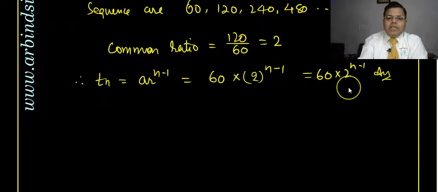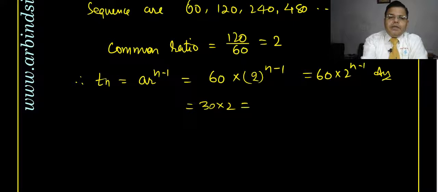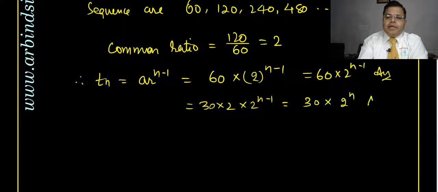Okay. Even you can write it as 30 into 2 into 2 to the power n minus 1. So it looks better. 30 into 2 to the power n minus 1. So it can be 30 into 2 to the power n, or 15 into 2 to the power n plus 1. Anything can be written in simplified form. So that will be the answer.